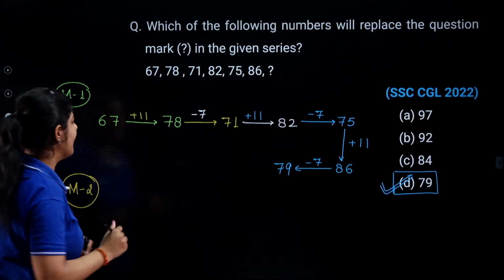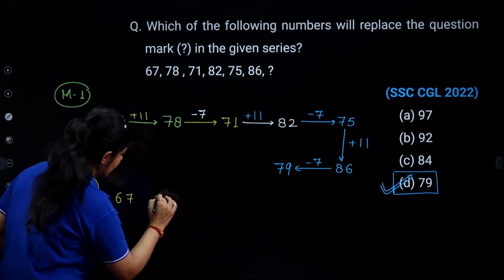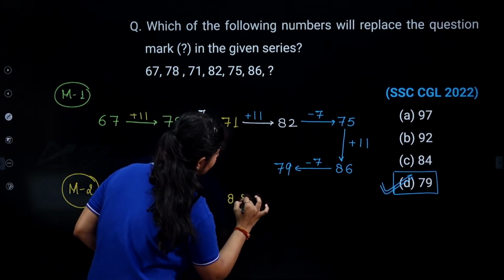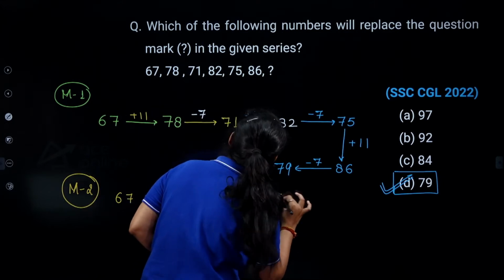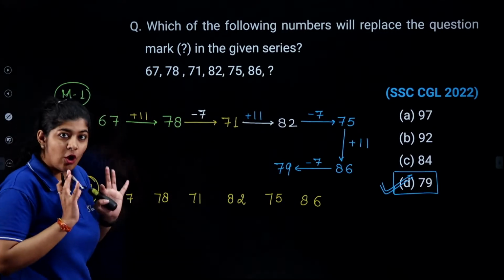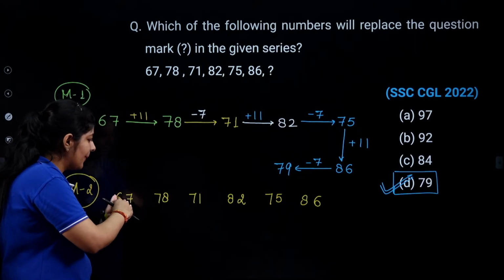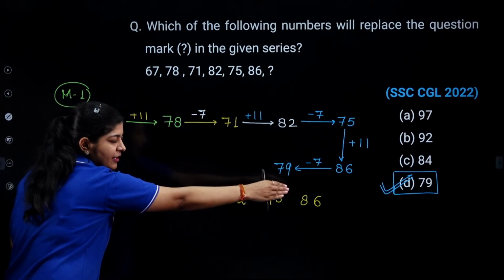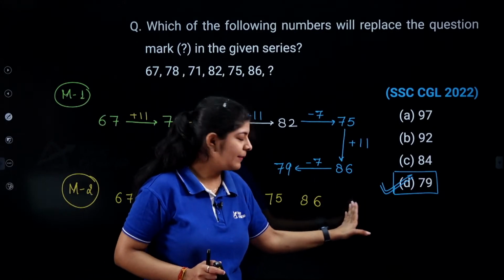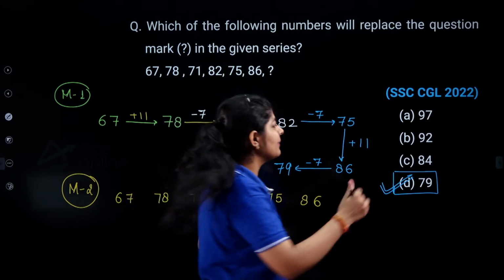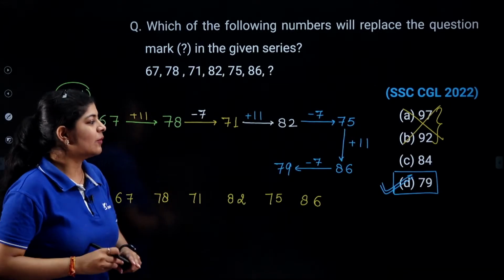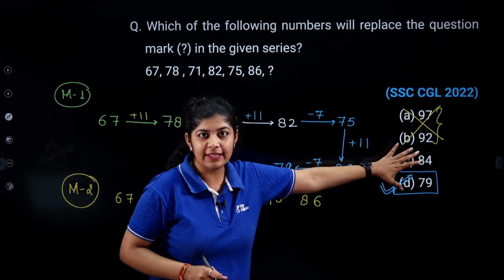When I see all these numbers, that is 67, 78, 71, 82, 75, 86, right? These are the numbers that I am having. If I observe all these numbers, I can easily say that the number is increasing, decreasing, increasing, decreasing, increasing. So all I know is that the number is decreasing over here. The decreased number should come at this place. So you can easily eliminate these two options, right? Okay. But what can we do with this one? We need to identify the correct answer, right?